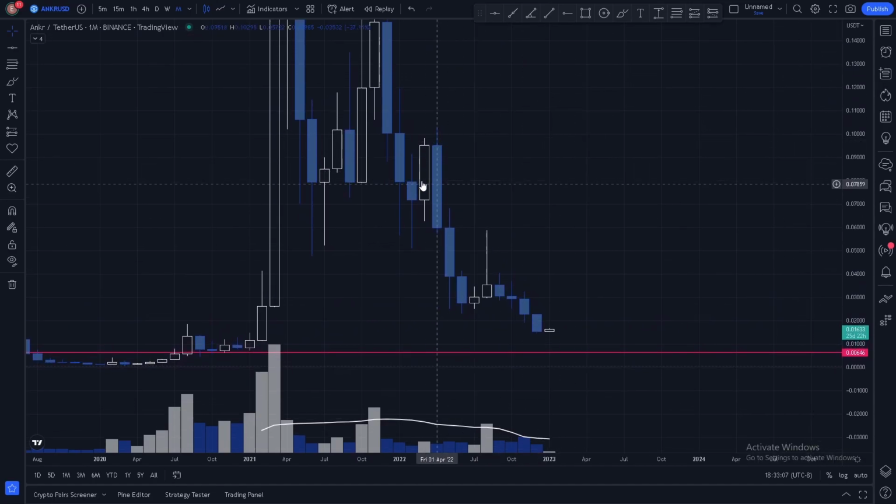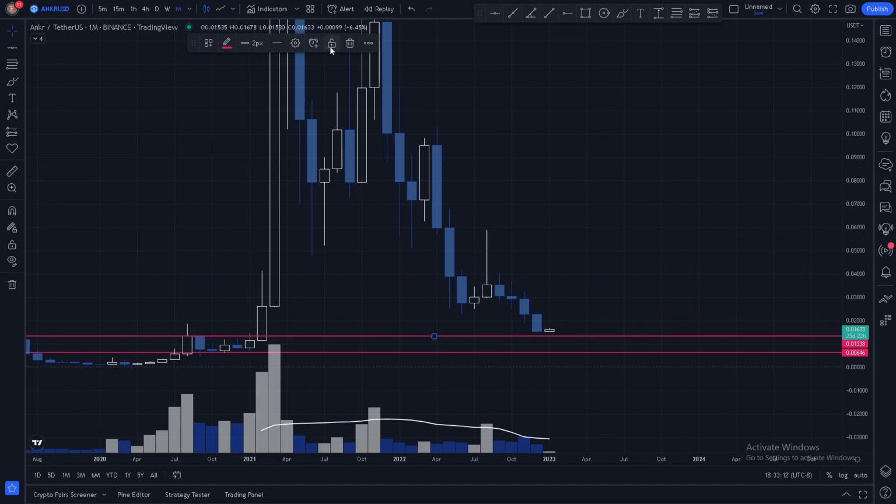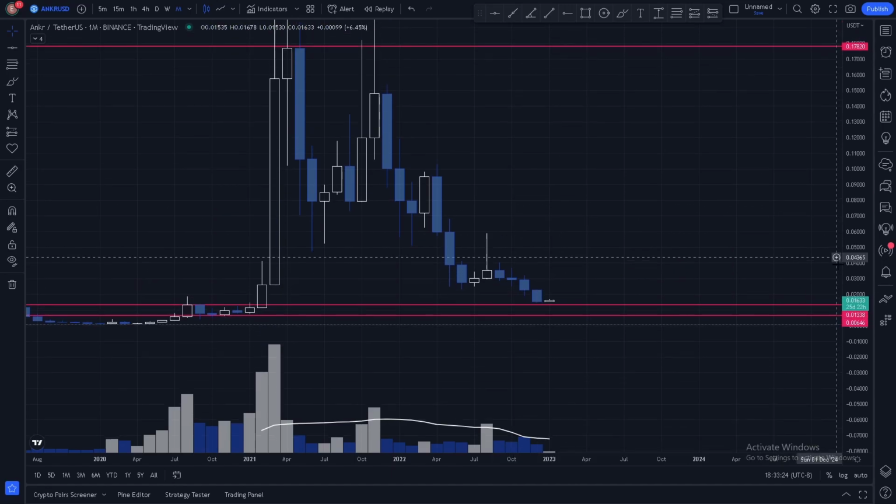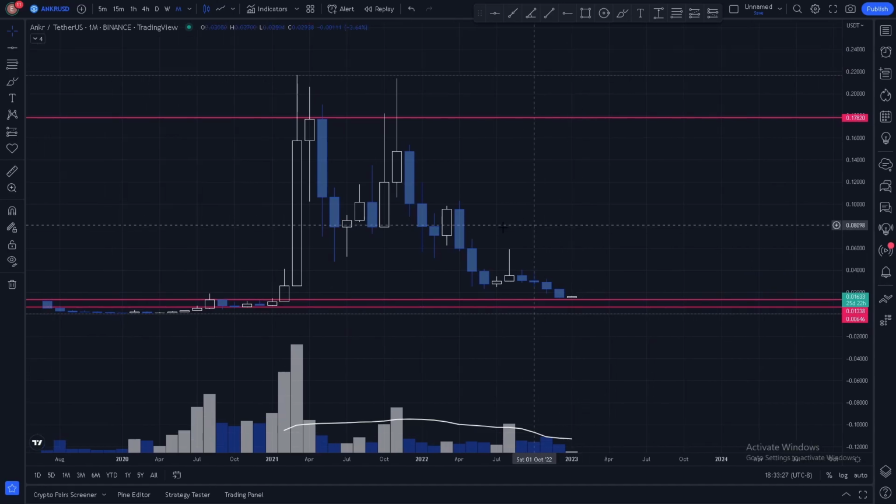Now, we also notice a key monthly level right here, where price came up, hit, reversed, and now we notice price over here at the same key level. So, we expect to see a reaction from this level. Now, to see these levels more clearly, we're going to hop to the weekly chart.